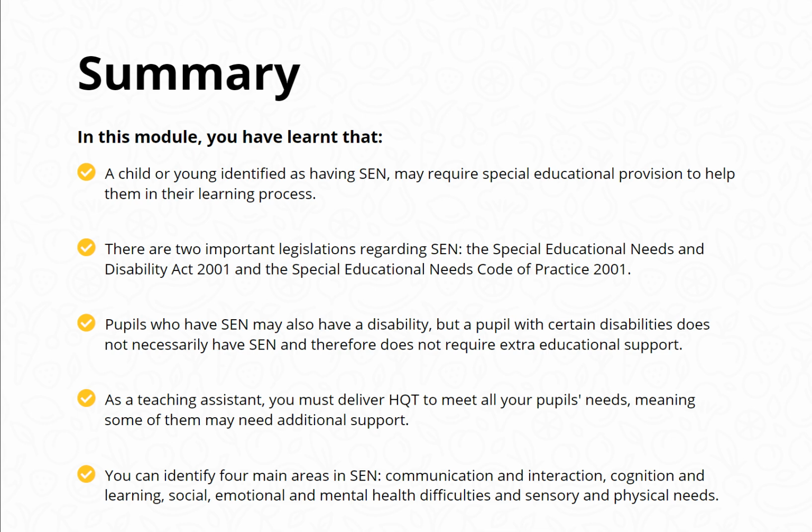As a teaching assistant, you must deliver HQT to meet all your pupils' needs, meaning some of them may need additional support. You can identify 4 main areas in SEN: communication and interaction, cognition and learning, social, emotional, and mental health difficulties, and sensory and physical needs.